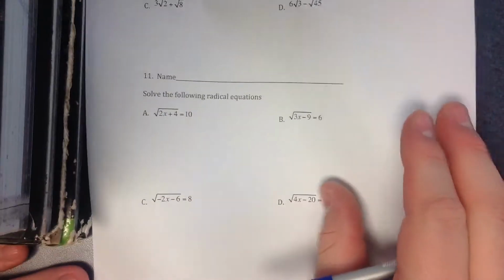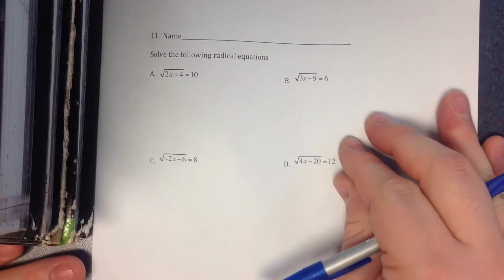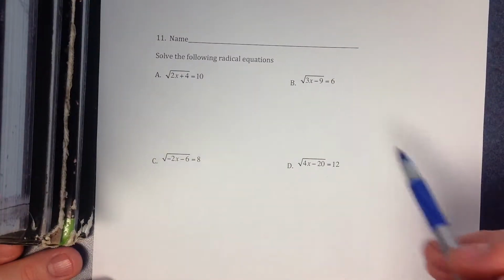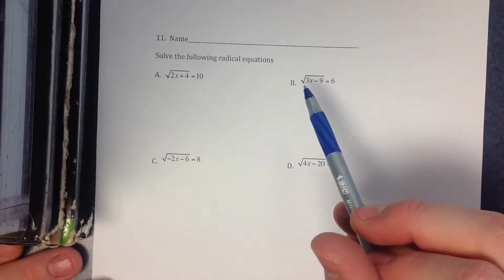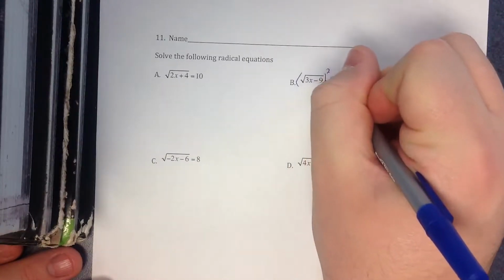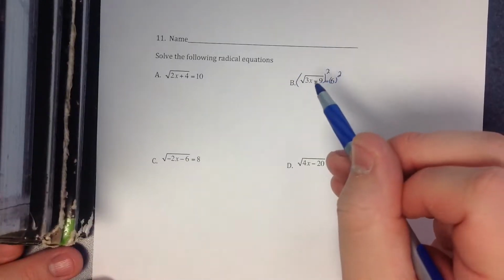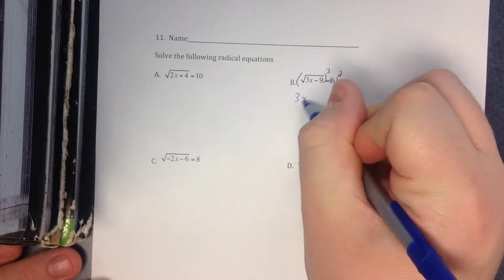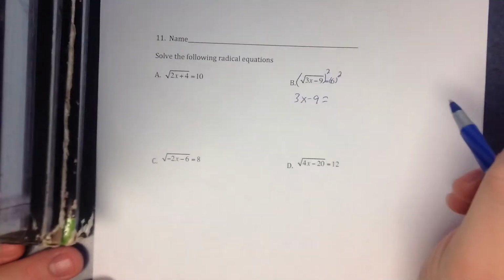Okay, number 11 was solving radical equations. And when you're solving radical equations, you need to do the opposite. So I'll look at B here. The opposite of a square root is squaring both sides. So when you square a square root, you're left with what's just on the inside. So if I square the square root of 3x minus 9, I'm just left with 3x minus 9.